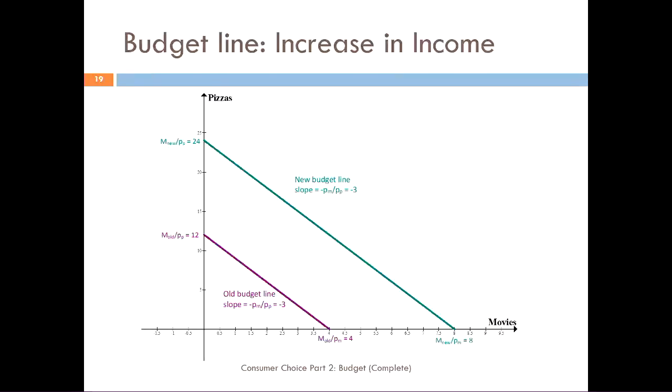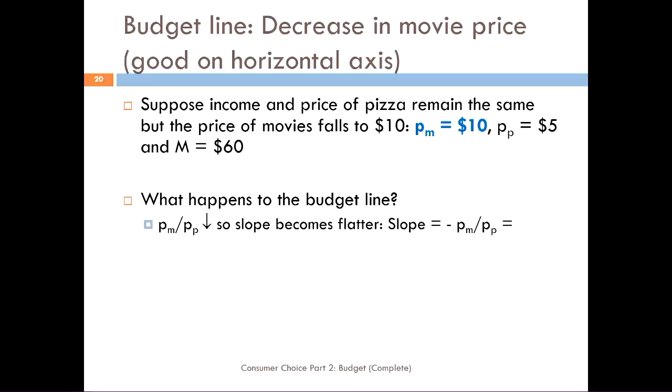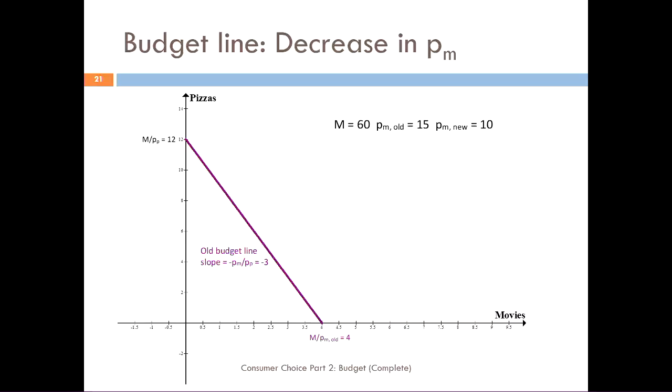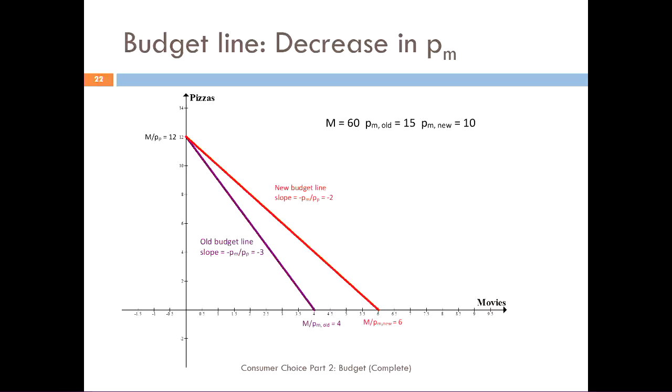Here, all these bundles were not affordable before, but are now. So what you chose originally on your budget line is not what you're going to choose now. You're going to choose something on the new budget line over here. So your choice will change as your income changes or as the price of the good changes, or can change. It may stay the same. But at least it potentially can change because the set of affordable bundles has changed. It's increased here.